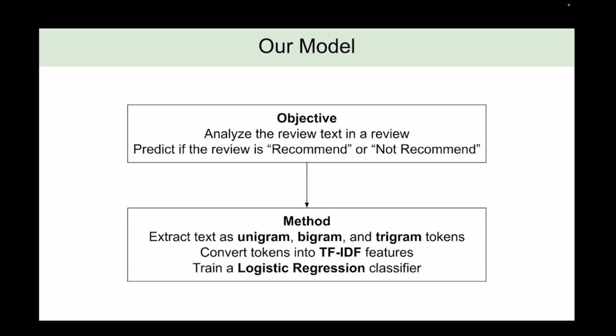So how does our model actually work? Well, the simple process is first, we're going to extract each review text and tokenize them into unigrams, bigrams, and trigrams, and more on that later. We're going to take these tokens and convert them into TF-IDF features, and with these TF-IDF features, we can train a linear logistic regression classifier to help us make predictions.